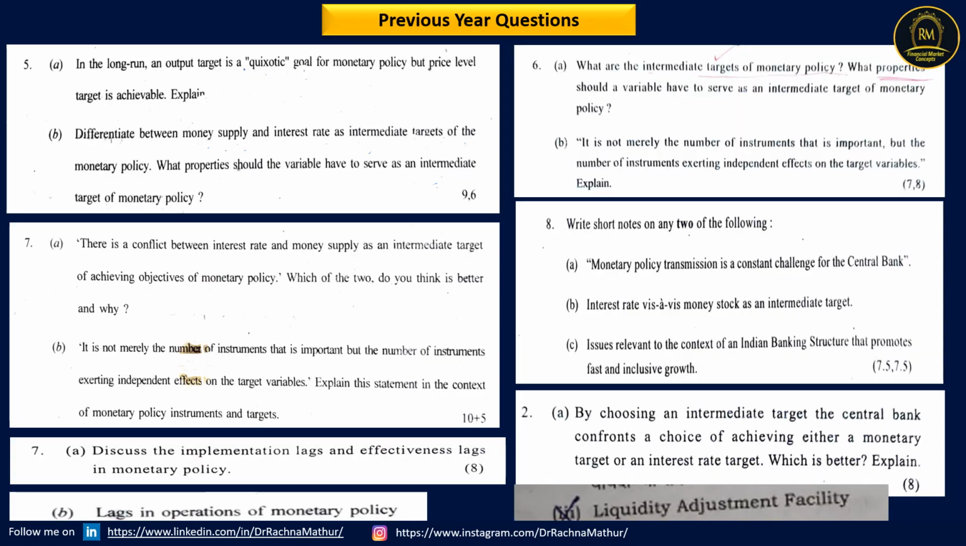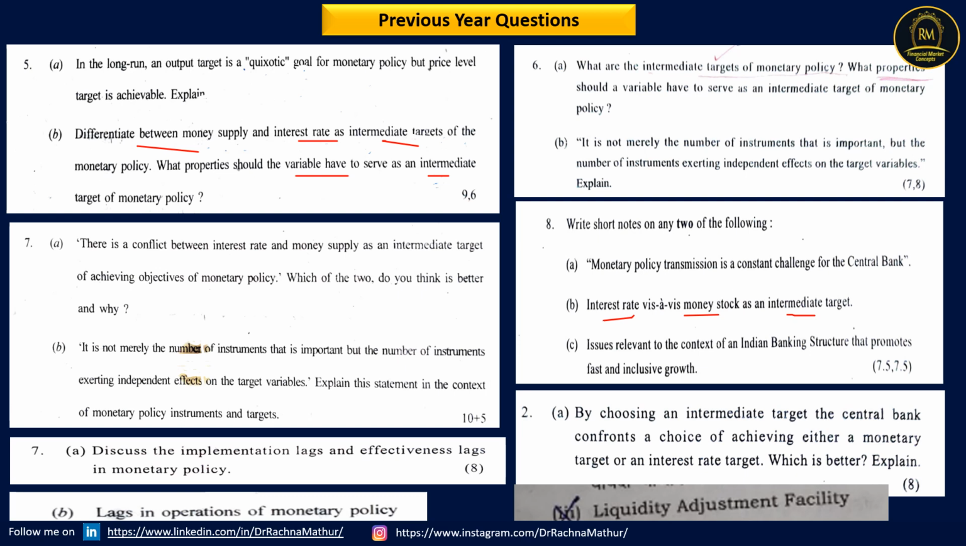So coming on to the previous year's questions, you can see that some questions are repeating many times, like the question on the interest rate target and money stock target as an intermediate target. Here again: differentiate between the money supply and the interest rate target as an intermediate target. What properties should the variable have to serve as an intermediate target?